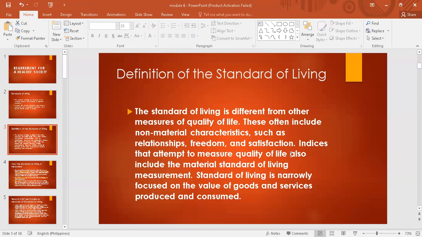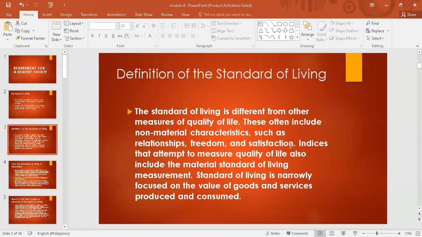Siyempre, yung quality of life, paano mo ba ma-measure ito? Sa pamamagitan ng material na bagay na meron sa isang individual person. Masabi mo na may mataas na standard of living ang isang family if that family may kotse, may magandang bahay, hindi nagugutuman. Okay? That's how we measure the quality of life. No? Para masabi natin doon sa standard of living.